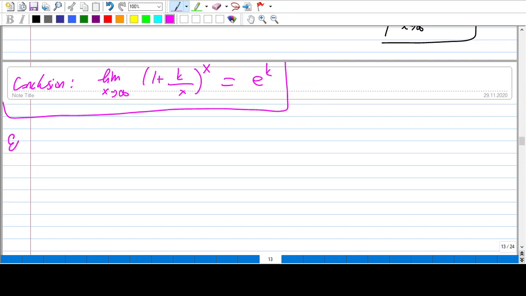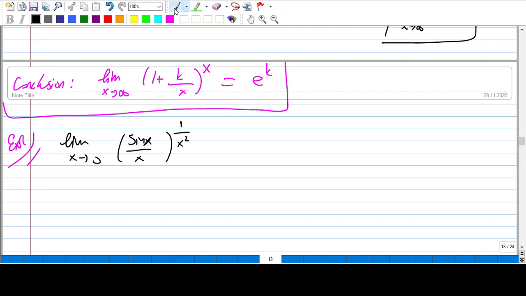Let us continue. Example 2. We have now another one: the limit as x goes to 0 of (sine x over x) to the power 1 over x squared. Okay, this is also a L'Hopital question, but you must pay attention. You have to play with some terms.